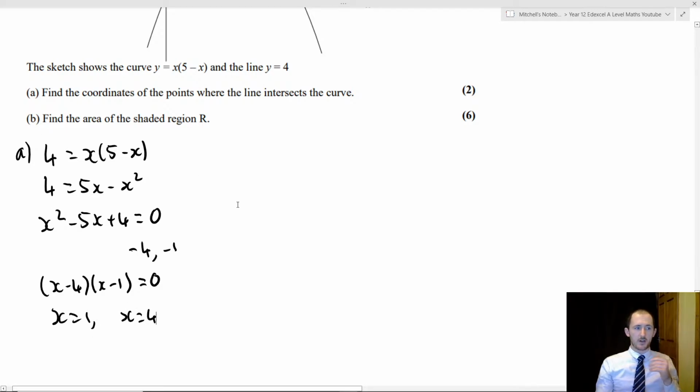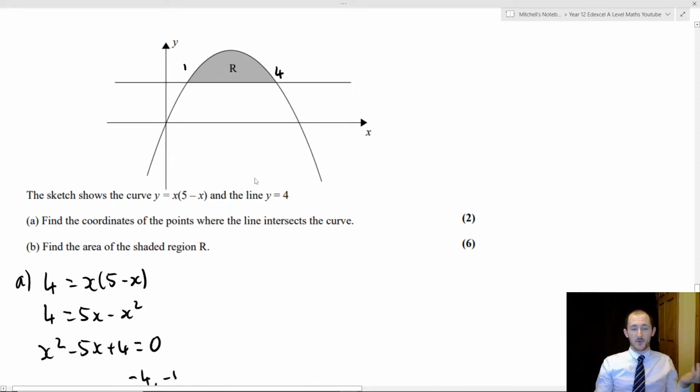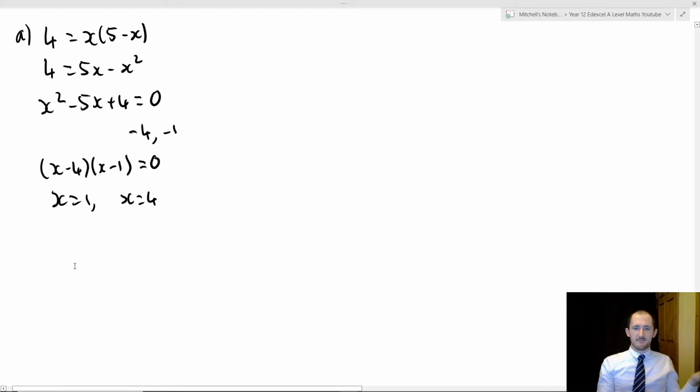And again, if we look back at our graph, it kind of makes sense, right? That 1 would be here, 4 would be here. Now, the y coordinate should be obvious, right? Because the line is just y equals 4. But if you're unsure, you can always sub it in.